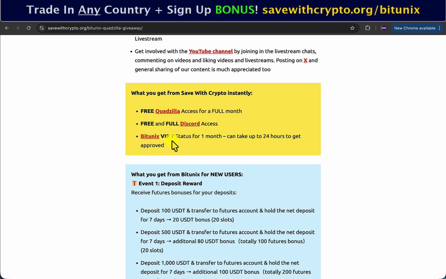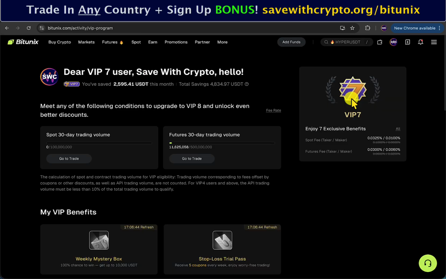VIP 7 for Bitunix is brilliant because every Sunday night, well, I think it's Monday morning actually, like early hours of Monday morning, you get these mystery boxes. Sometimes they're just like fees rewards, which means you're getting your fees covered for all your trades. But quite often it's just like money, like a trading bonus you can use. I've had quite a few $100 already this year from it. In fact, if you go over to the VIP page on my account here, you can see what I've had so far. So this says I've saved $2,595 this month, total savings of $4,834. This is all for free, so it's just free money.